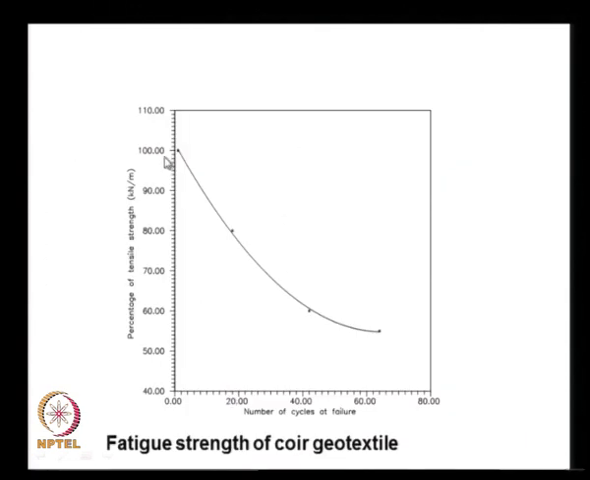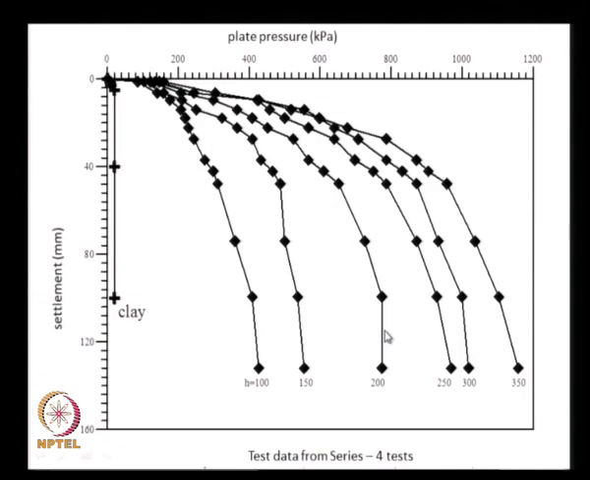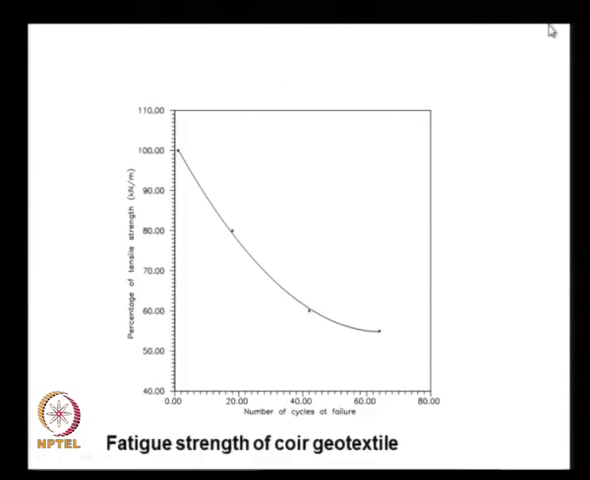The particular geotextile that we have is susceptible to repeated load applications, and the strength reduces from 100% to almost 55% after about 60 load applications. So, the particular product that we are dealing with is a very soft product, and this result was obtained by applying nearly 90% of the ultimate strength. It is not bad that even after about 60 cycles, about 55% of the strength is still remaining in the coir.